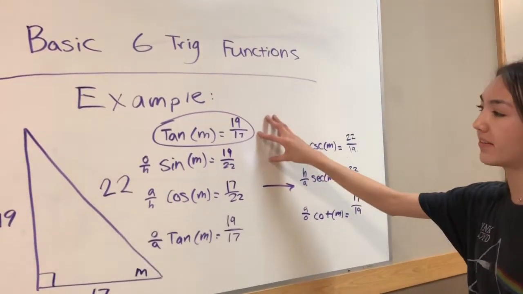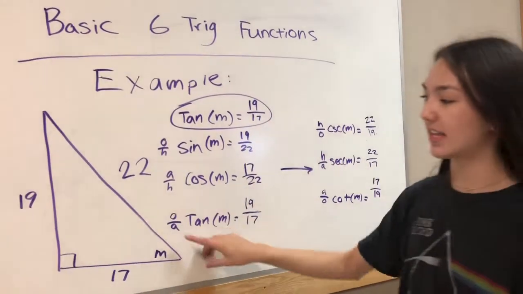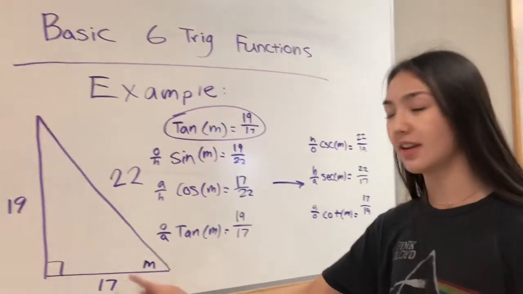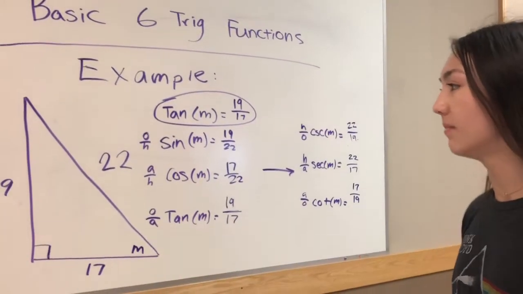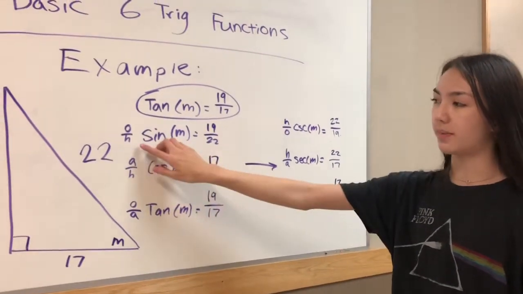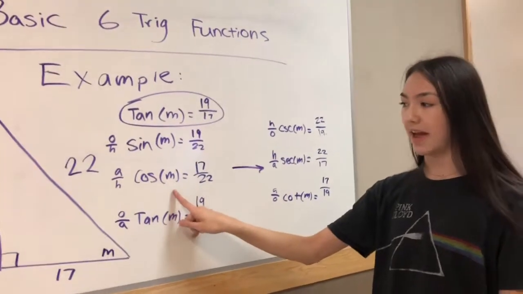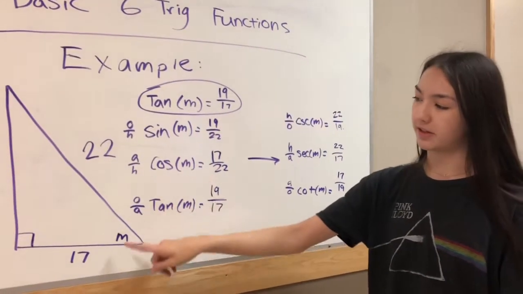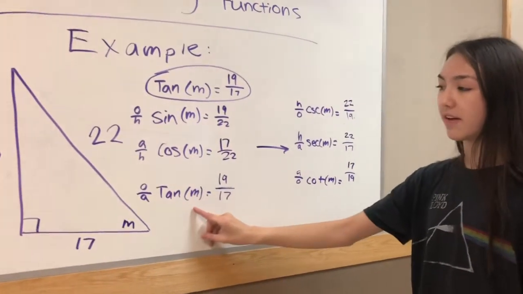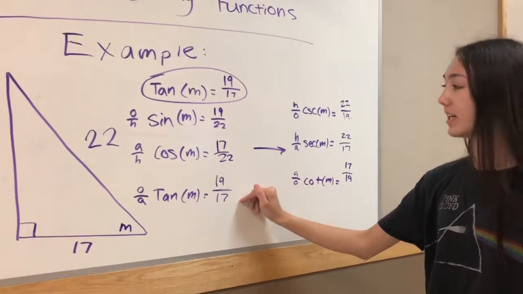This is an example for the basic 6 trig functions. The example we're given is tangent of m is 19 over 17, and this is the triangle, so we are given 22, 19, 17, and we're looking for the values of m. First are sine, cosine, and tangent. Sine, opposite over hypotenuse, would be 19 over 22. Cosine of m would be adjacent over hypotenuse, and that is 17 over 22. Tangent of m is opposite over adjacent, so that would be 19 over 17.